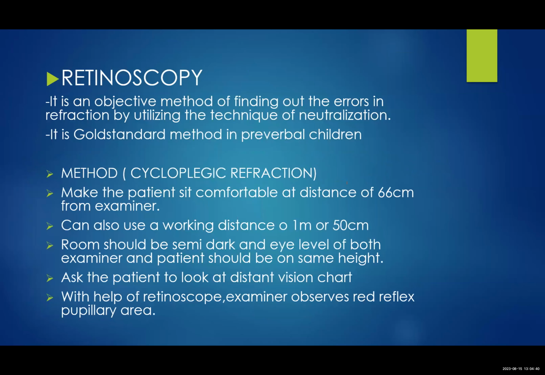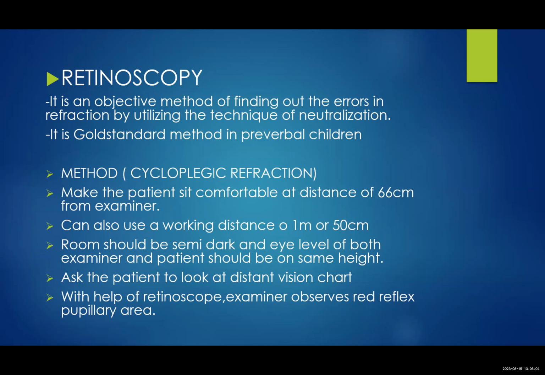It is an objective method of finding out the errors in refraction by utilizing the technique of neutralization. It is the gold standard method and we do it by the cycloplegic drug method. Make the patient sit comfortably at a distance of 66 centimeters from the examiner. We can use it at a working distance of 1 meter and 50 centimeters. The room should be semi-dark and the level of examiner and patient should be at the same height.